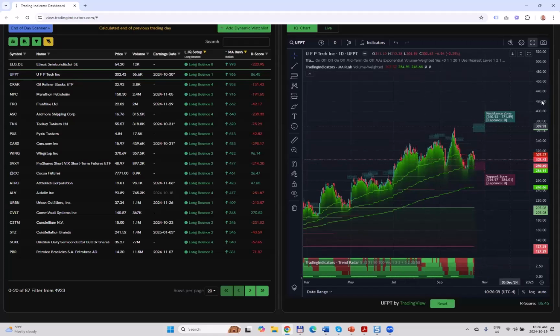All right, so how can we create a watch list in this dashboard? Real quick, let me just make this a little bit smaller and move this out of the way.